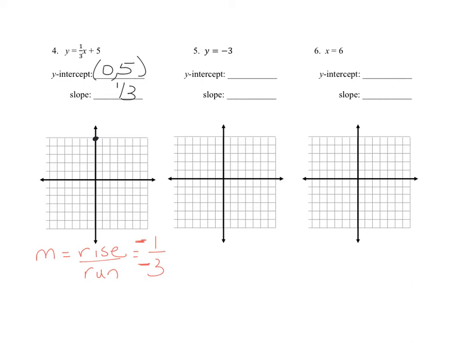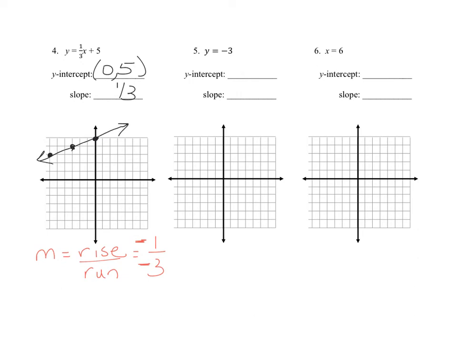So what I can do is instead of going up and to the right, I can do the opposite of that, which is down and to the left. So I can actually do that twice. And so what you do is you go down 1 and to the left 3. And so 1 point goes there, and then the next point, down 1 to the left 3, goes there. And then you have your positive slope there.